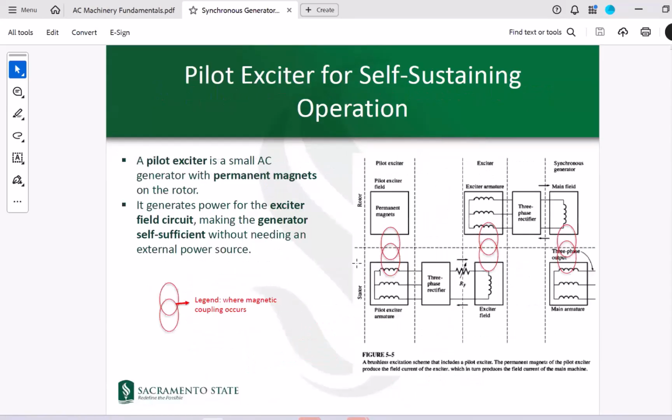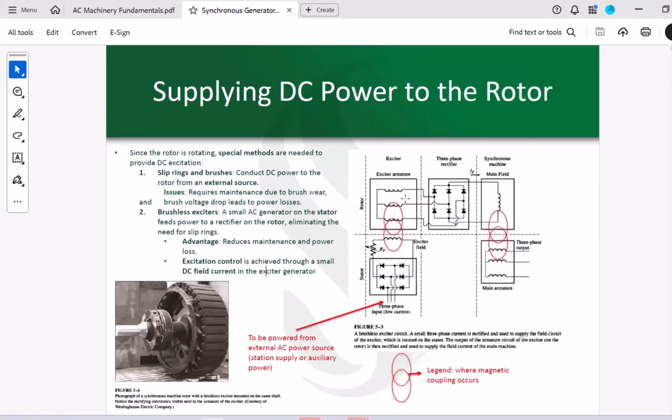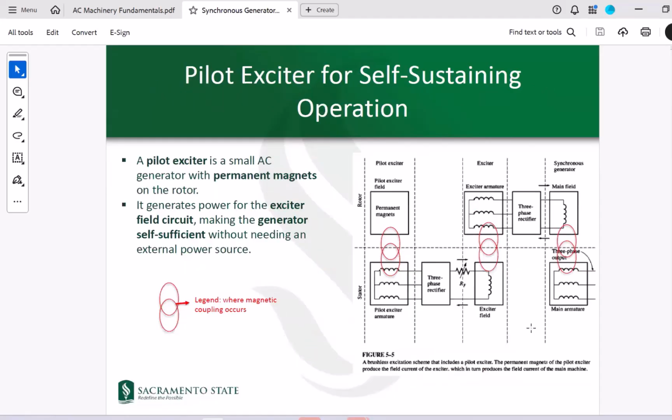This is showing a more comprehensive version of this. So this is like a pilot exciter. If you look here, this portion is the same that we had in here. Now, the question is how to provide this three-phase input source. Where is it coming from? That's important. All right, so this is a self-sustainable system that provides that current for you.